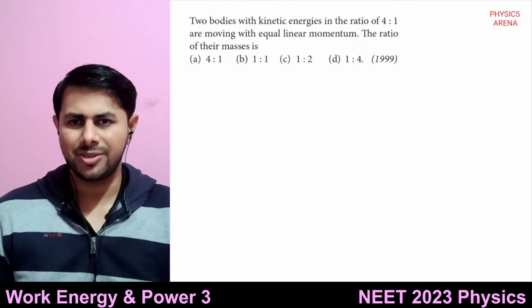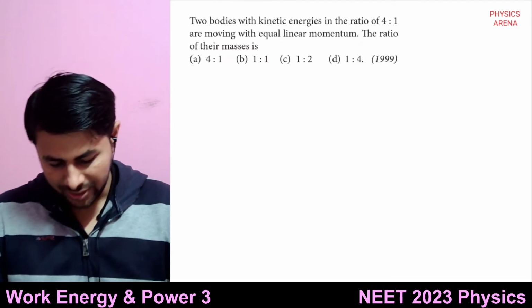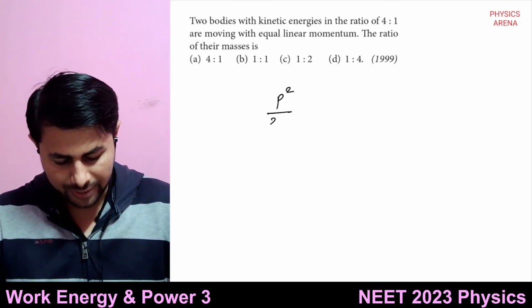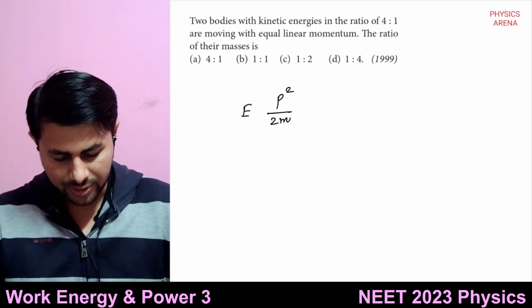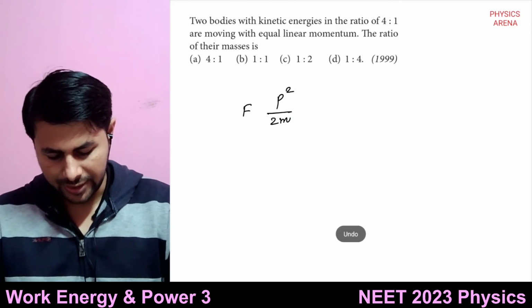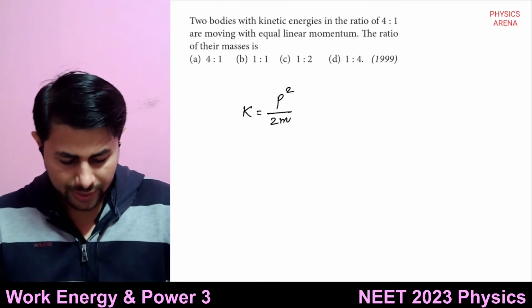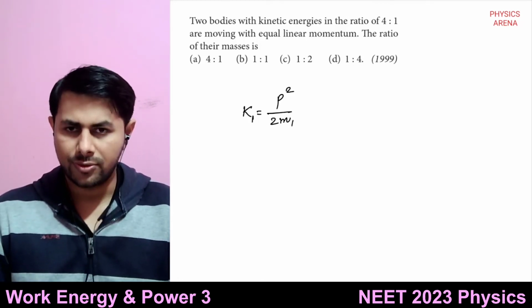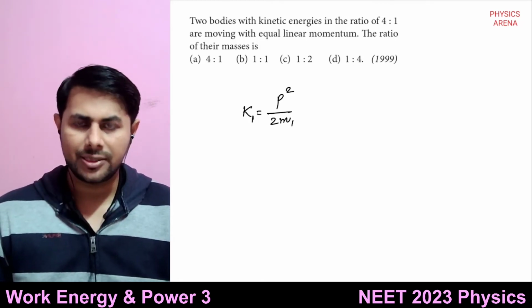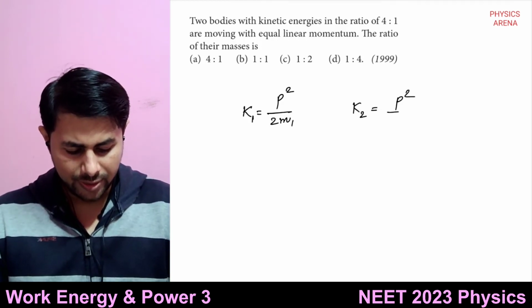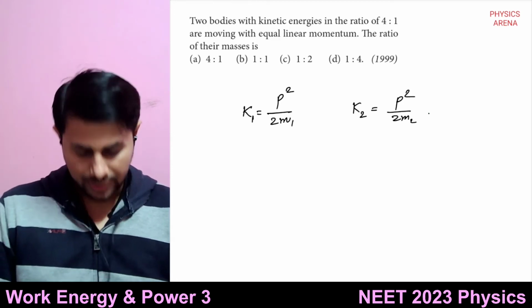Okay, so momentum is given. That means you will use which formula? You will use P square upon 2m. So this is kinetic energy, or I can write K. Generally I use K only. So K1 equals P square upon 2m1, K2 equals P square upon 2m2.